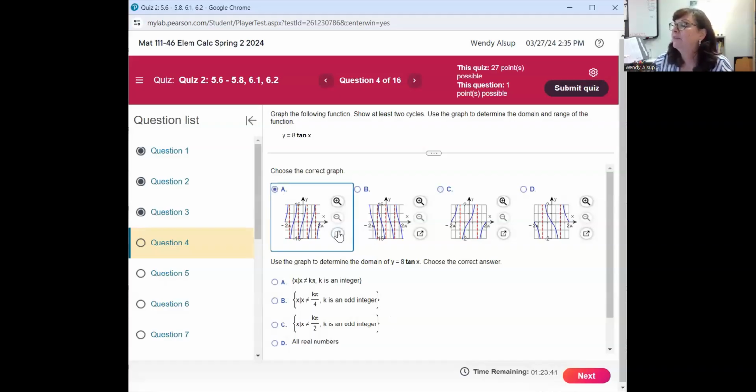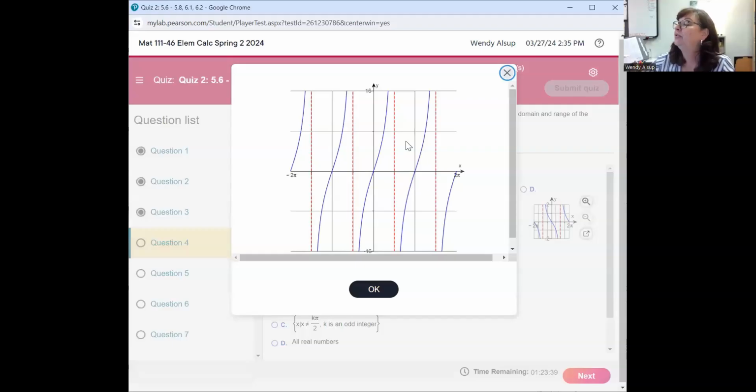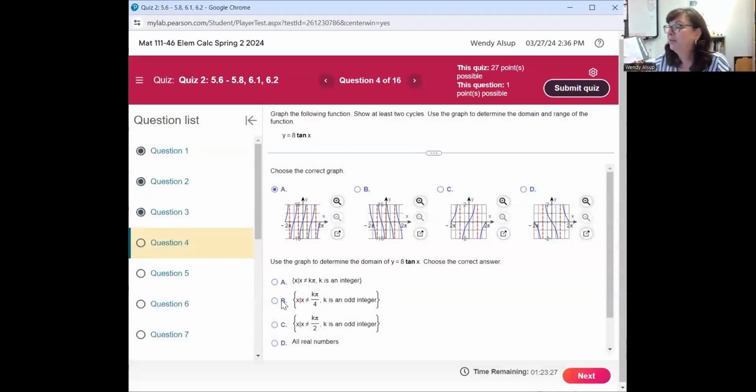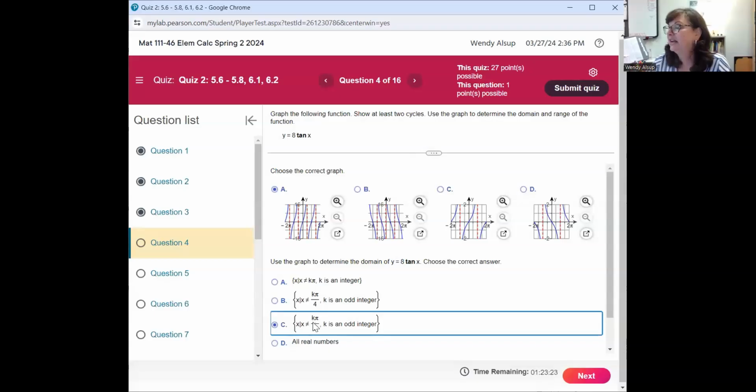All right, and so then if we look again at letter A, you can see that your asymptotes are still at the same odd multiples of pi over 2. So how do we say that? The set of all x such that x can't equal k pi over 2. X can't equal pi over 2 and 3 pi over 2, with the k being the odd integer.